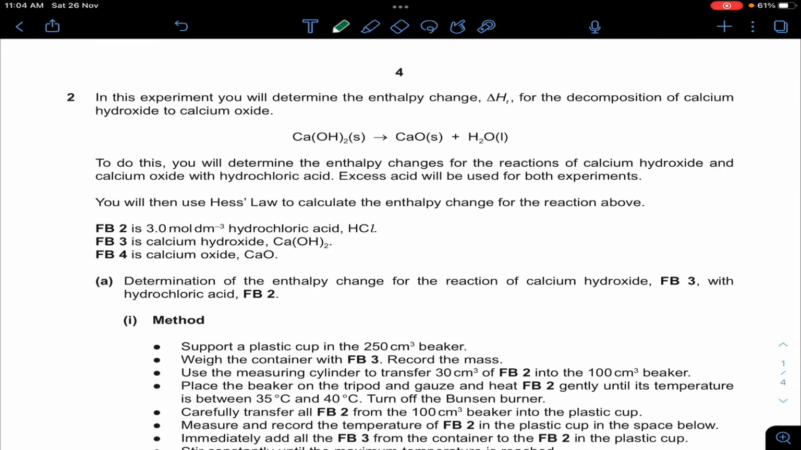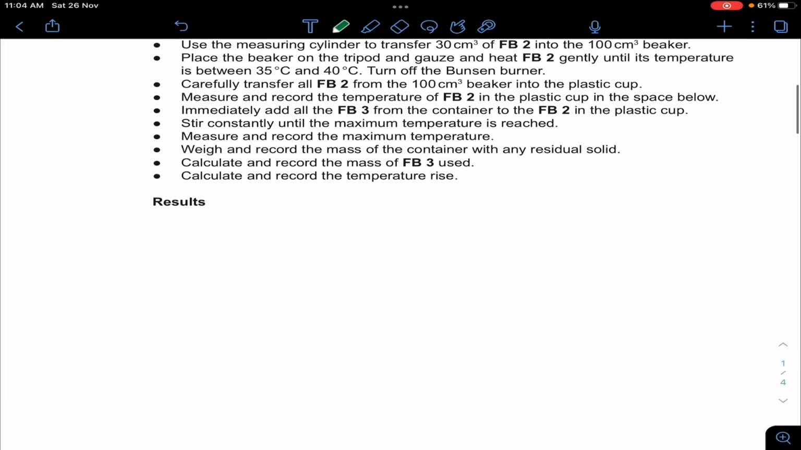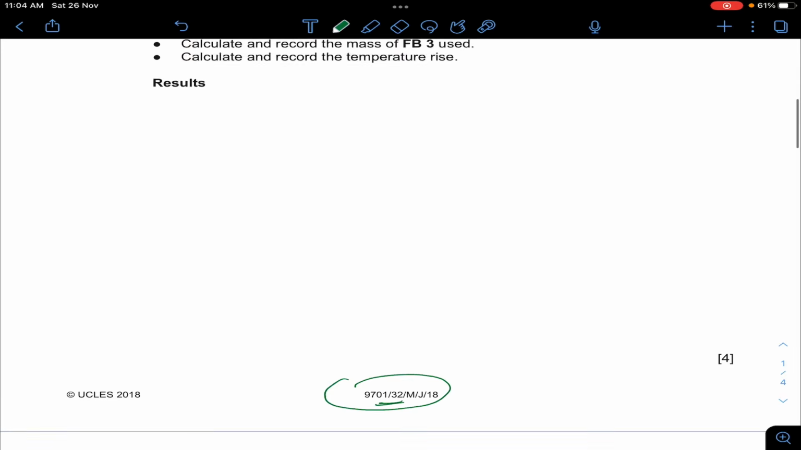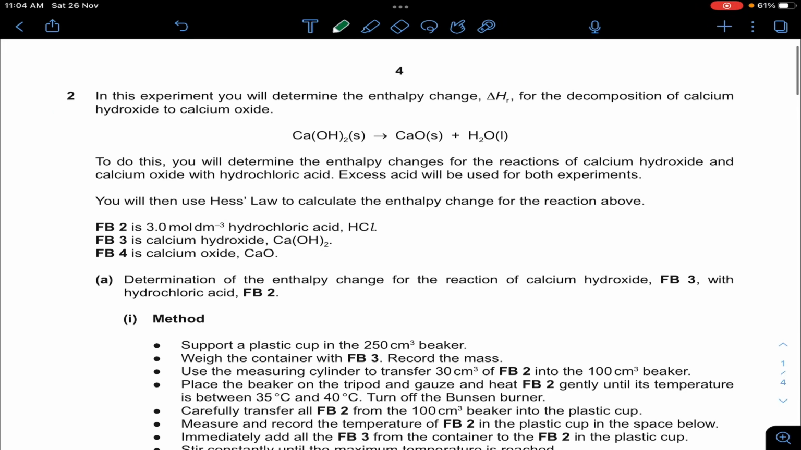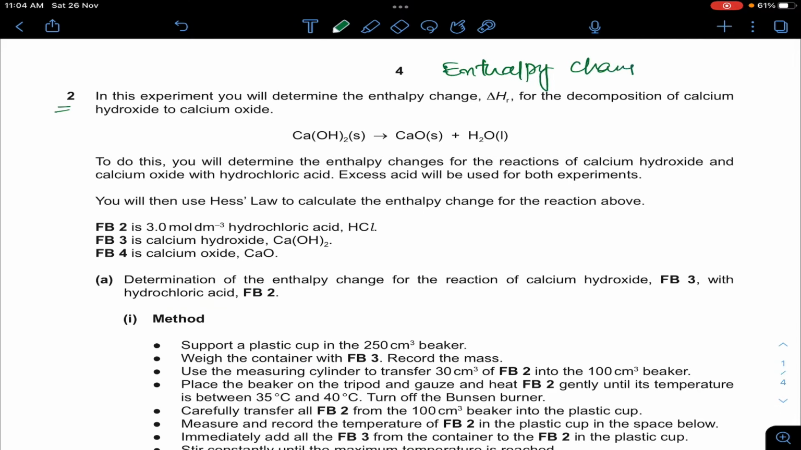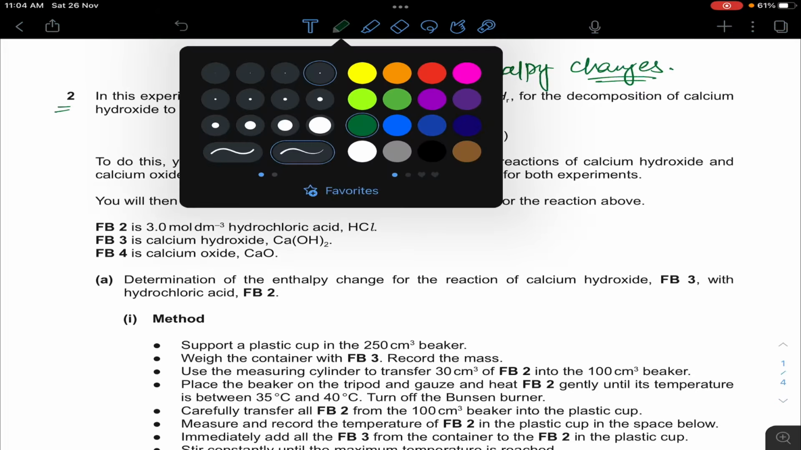All right, so today we are going to solve paper 3, and this question is related to enthalpy changes. This is May-June 2018, paper 32, question number 2. This is related to enthalpy changes. So let's read the question first.